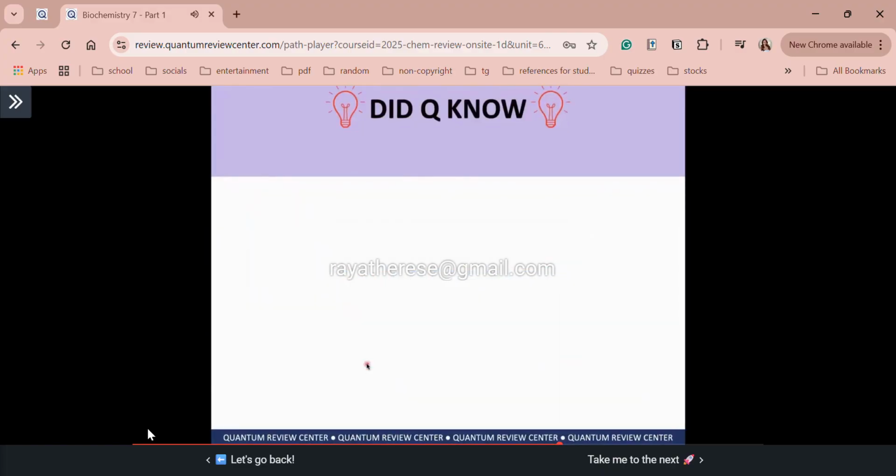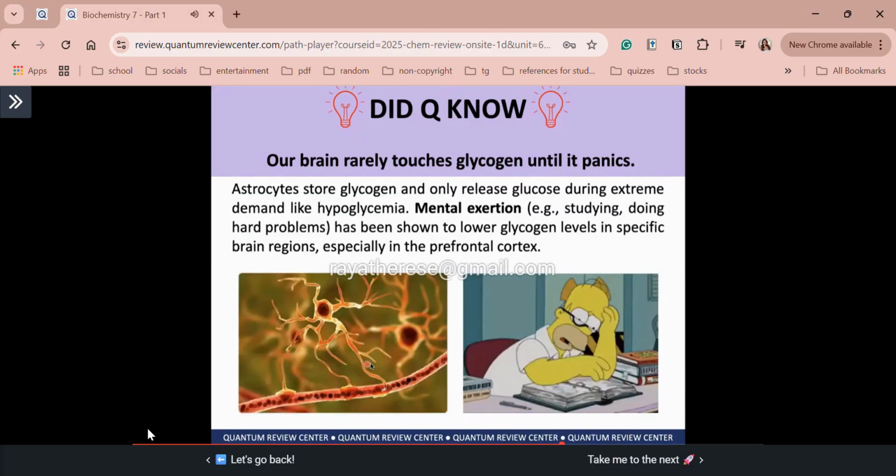So class, did you know that our brain rarely touches glycogen? Our brain rarely touches glycogen until it reaches panic mode. When we are panicking, we start to mobilize our glycogen, for instance when we are stressed or when we are studying. Class, particularly astrocytes are the cells that store glycogen and only release glucose during extreme demand like hypoglycemia. So for instance, mental exertion.